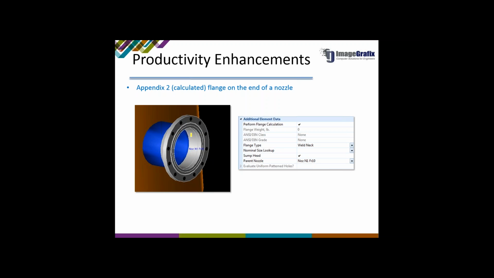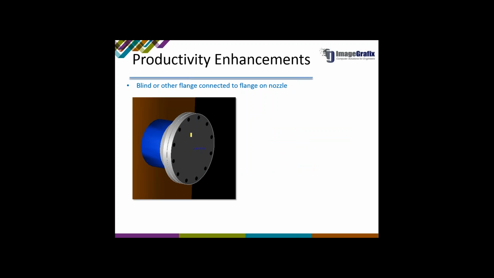Okay, so let's move on to the next. Now you can model a mating flange which is connected to the weld neck flange or a blind flange. This is also possible now in this version. The modeling procedure is the same: the way you model a weld neck flange, in the same procedure we will model a blind flange.